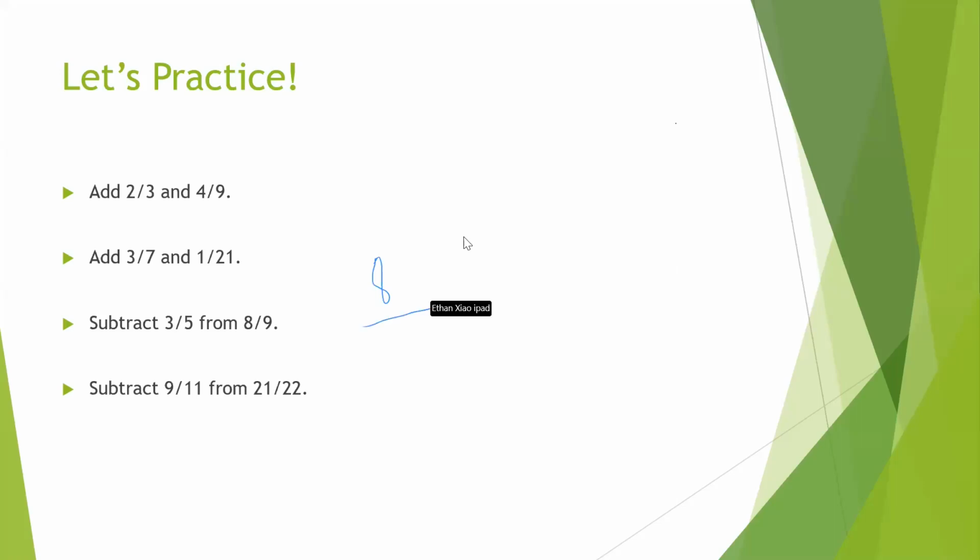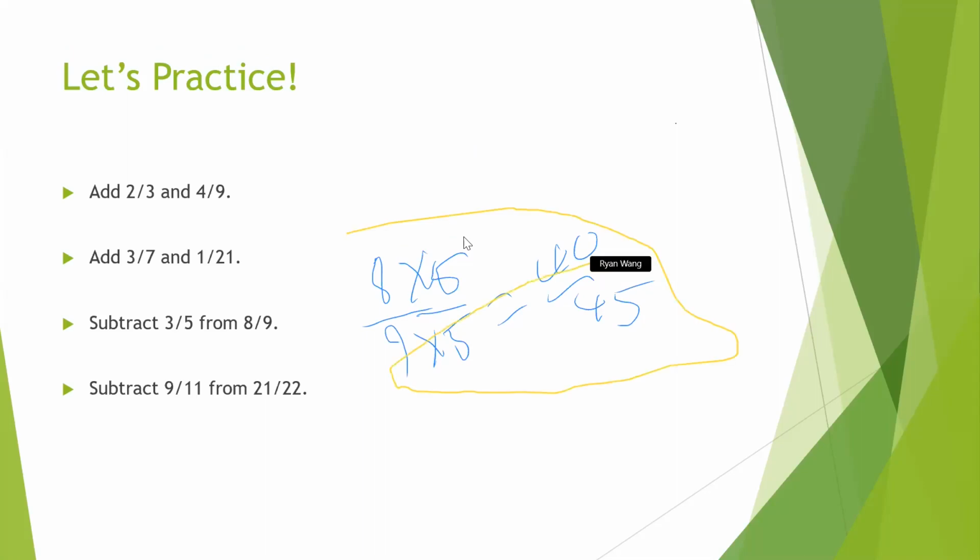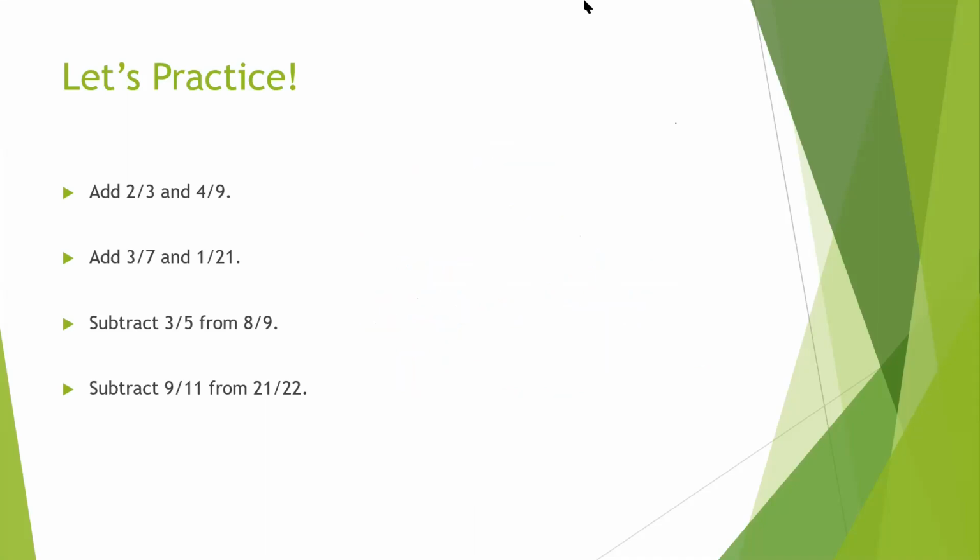So 8/9. I'm just going to do the second one first. So 9 times 5 is 45. So we just multiply 8 by the same thing because we have to keep the fraction equal. 40/45. And next we multiply 3/5 in order to get 45. So first we have to find what times. So 8/9 is 40/45. So I'm going to do the first one as well.